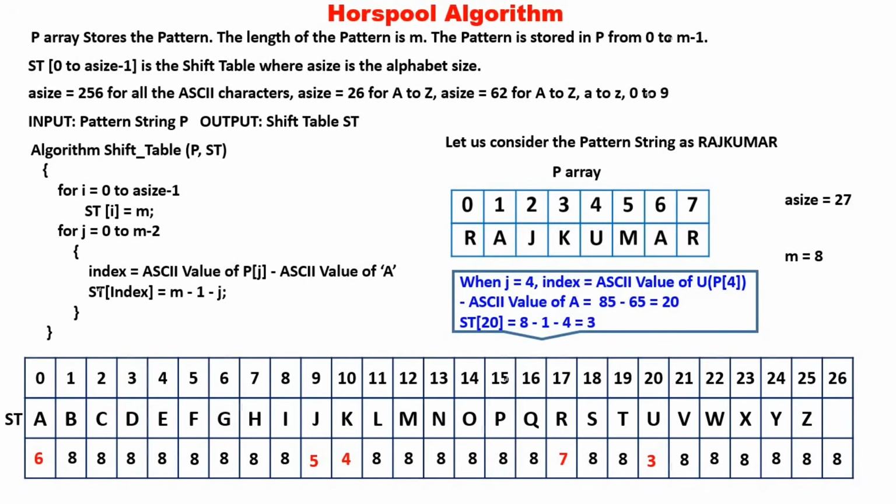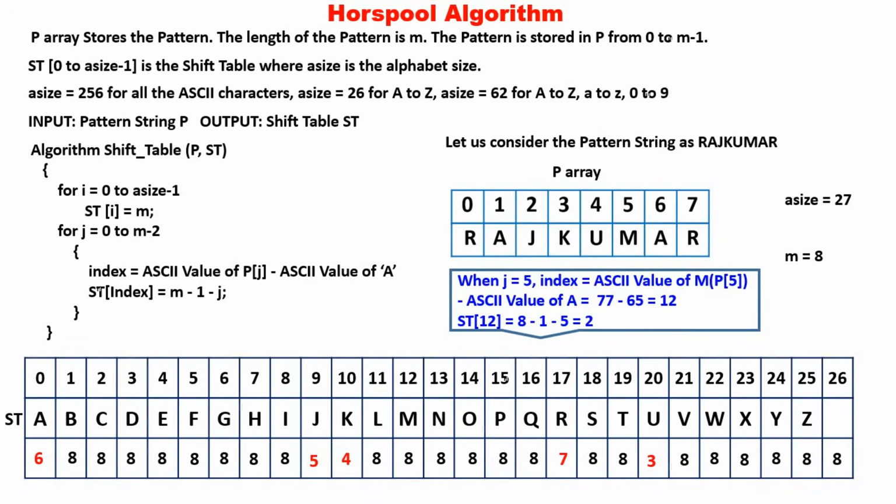Very good. Next, j is equal to 5. ASCII value of p of 5. What is p of 5? M. That is ASCII value of m minus ASCII value of a, which is 77 minus 65, which is 12. Therefore ST of 12 is equal to 8 minus 1 minus j value. J value is 5 here. Therefore 8 minus 1 minus 5 is 2. Meaning ST of 12, for m, it is changing from 8 to 2. Yes, for m it changed from 8 to 2.